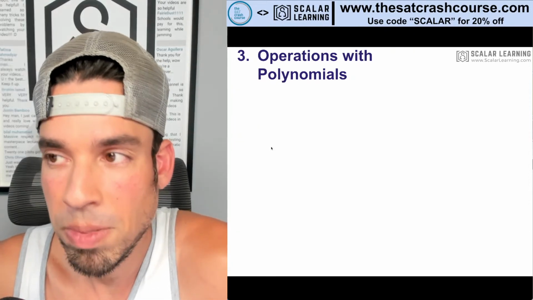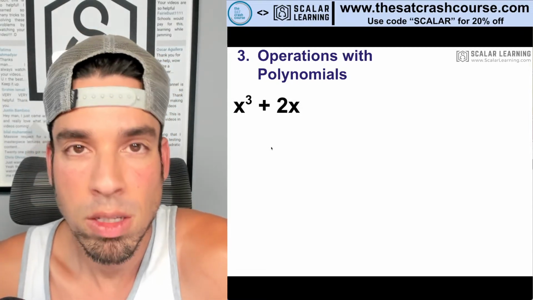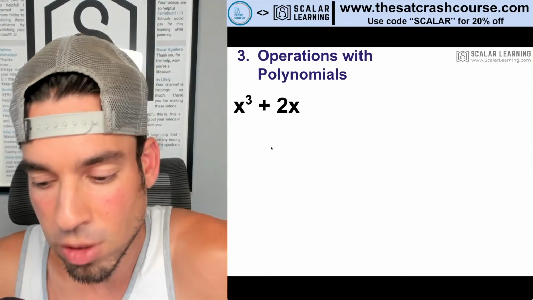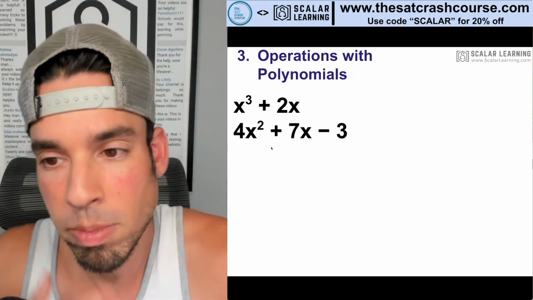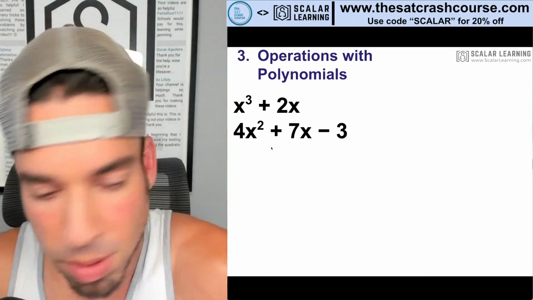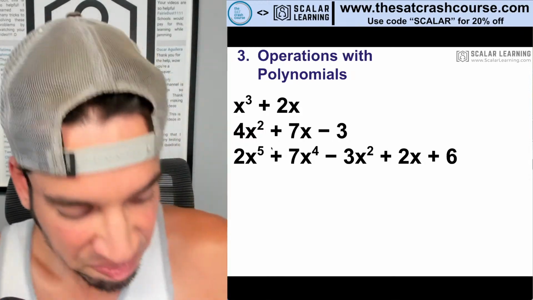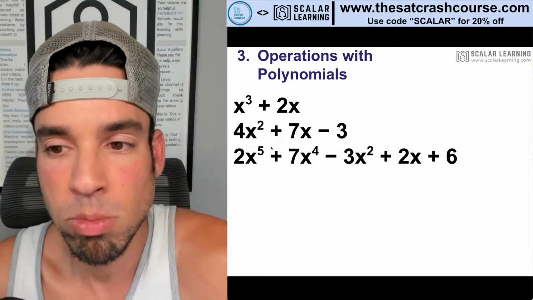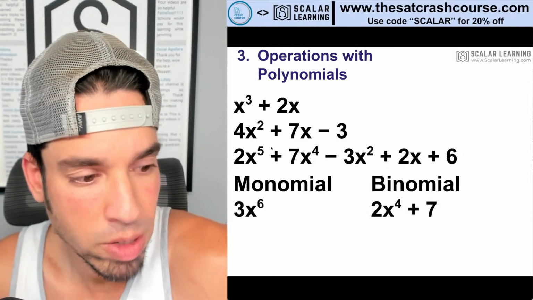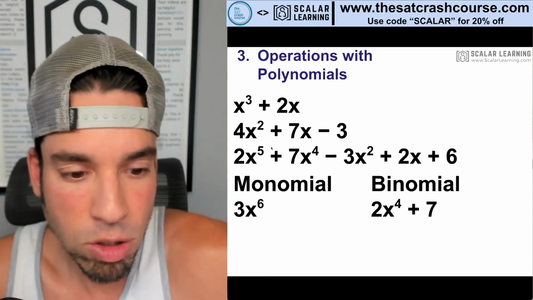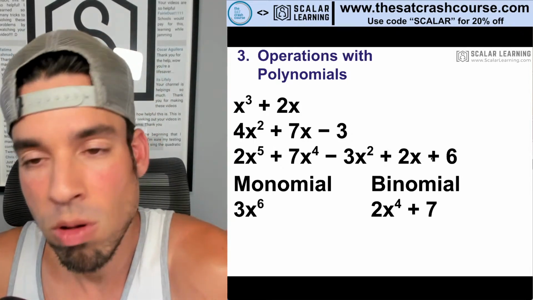All right, moving on to subcategory 3, operations with polynomials. So what is a polynomial? Polynomials are multi-term expressions. So x cubed plus 2x, that's an example. This is a trinomial, another polynomial: 4x squared plus 7x minus 3. And then we have this gigantic one with 5 terms, but these are all polynomials. Poly meaning many. You can also have a monomial, which is just one term, 3x to the 6th. And here's a binomial, 2x to the 4th plus 7. For this last one, we might just call it a 5-term polynomial.